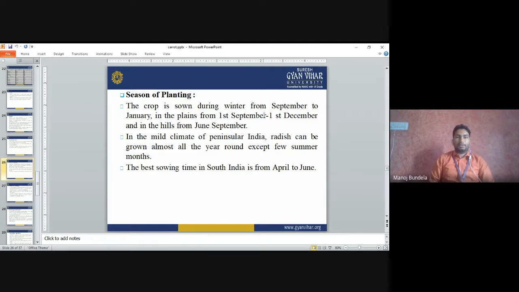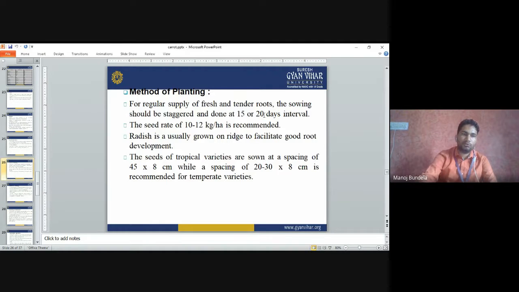In the mild climate of peninsular India, radish can be grown almost all the year round except the few summer months. The best sowing time in South India is April to June. So normally the time of sowing in South India is April to June.